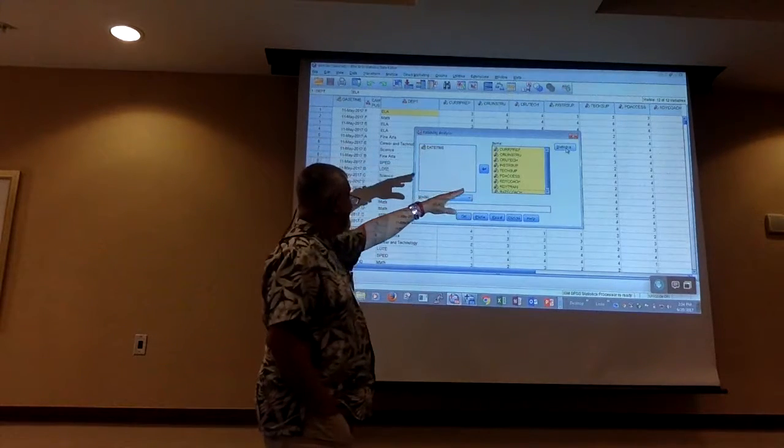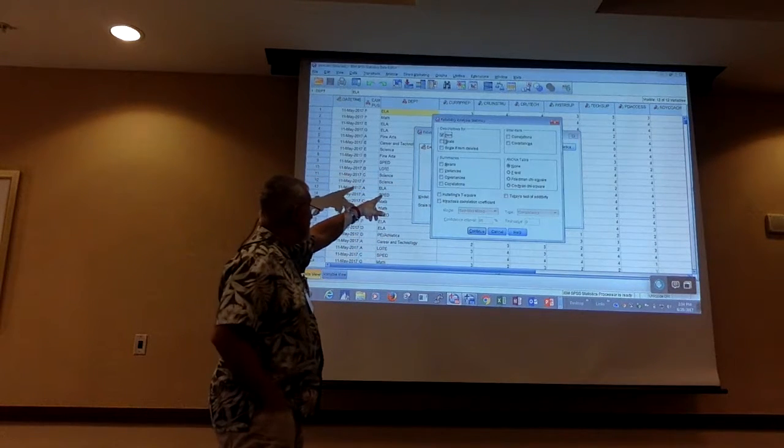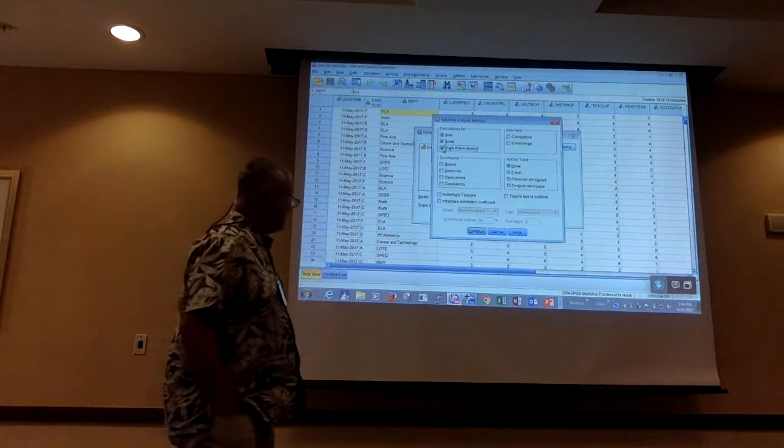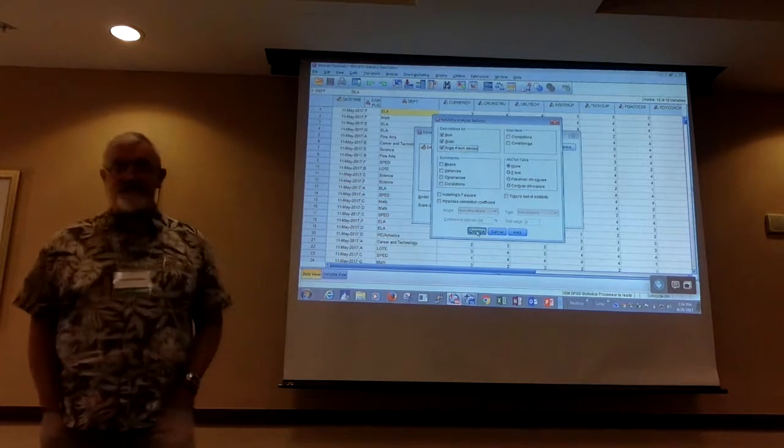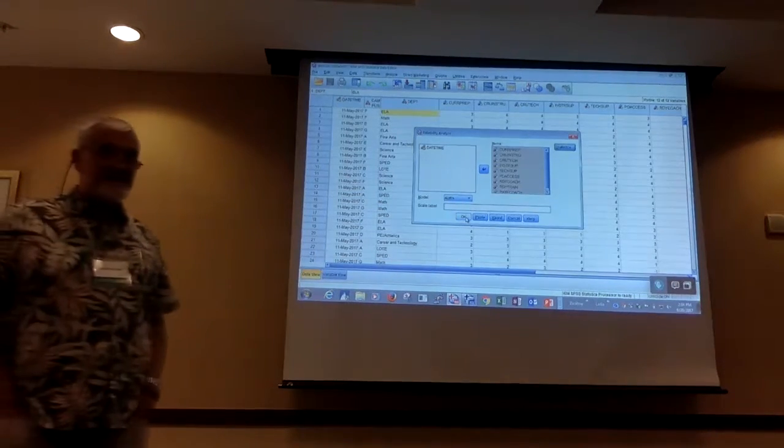Scale and reliability analysis. Right. And so statistics, and I like these three up in the left corner. And continue. Why are we doing this? Check reliability. Right. Why do we check reliability?